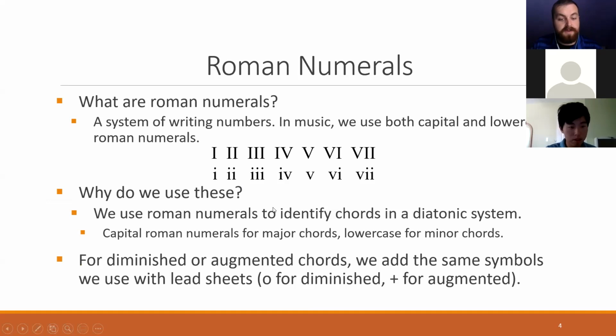So for diminished and augmented chords, we use the same symbols from the lead sheets, a lowercase o for diminished and a plus sign for augmented. So this is where the question in the chat earlier about can I use different symbols comes into play a bit. For Roman numerals, this is fixed. You do not write lowercase 2 dim. That is not a thing. We use lowercase 2 with an o to show diminished. We would do uppercase 5 with the plus to show augmented, and so on.